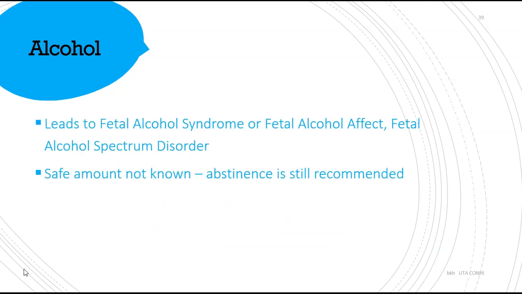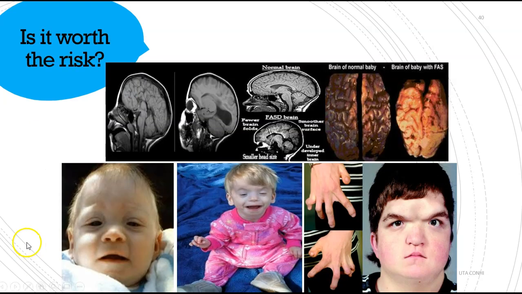Again, we said it leads to fetal alcohol syndrome, fetal alcohol effect, or fetal alcohol spectrum disorder. We don't know of a safe amount during pregnancy, so we still recommend abstinence. So is it worth it? I don't know if you can see this. This is a normal brain here on the left-hand top. The picture right next to that, do you notice the difference in those brain structures? The one on the left is a normal brain. The next one is a fetal alcohol baby.